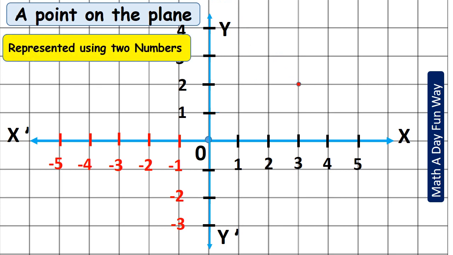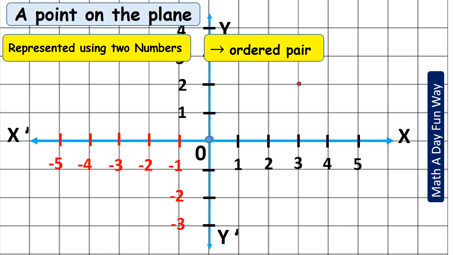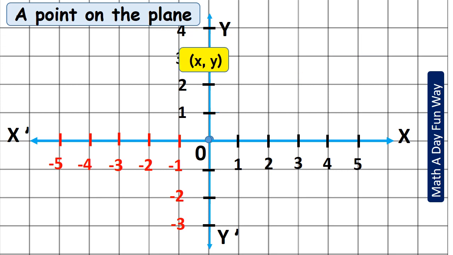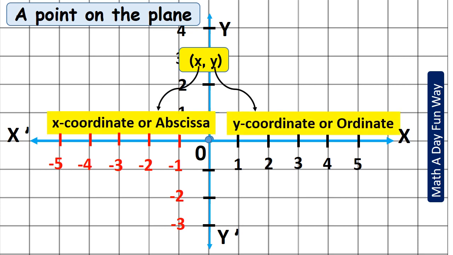Because of the two dimensions, we need two numbers to represent a point. This pair of numbers is written in a fixed order. So, it is called an ordered pair. The numbers are written within parentheses and are separated by a comma. The first number is the x-coordinate or abscissa. And the second number is the y-coordinate or the ordinate. That is why the Cartesian plane is also known as the coordinate plane.